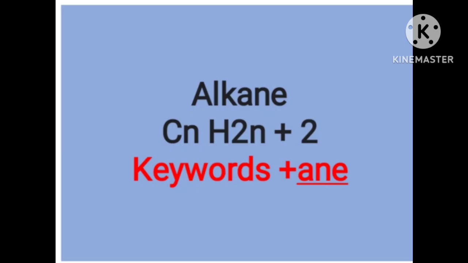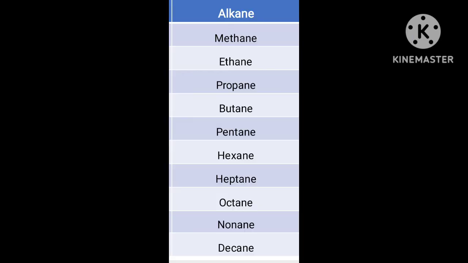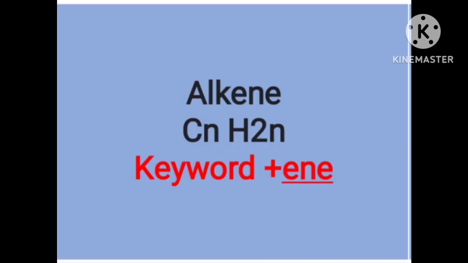Let's study alkane in detail. Alkane formula is CnH2n+2, and if you add the keywords meth, eth to ane, you will get the alkane's name. Meth plus ane gives methane, eth plus ane gives ethane, and so on: propane, butane, pentane, hexane, heptane, octane, nonane, decane. So these are alkanes. All alkanes have a single bonded structure.